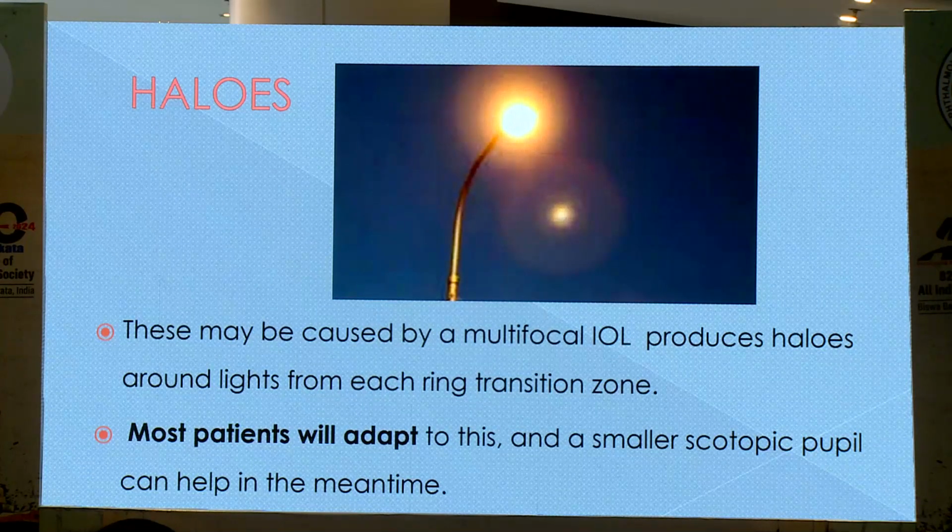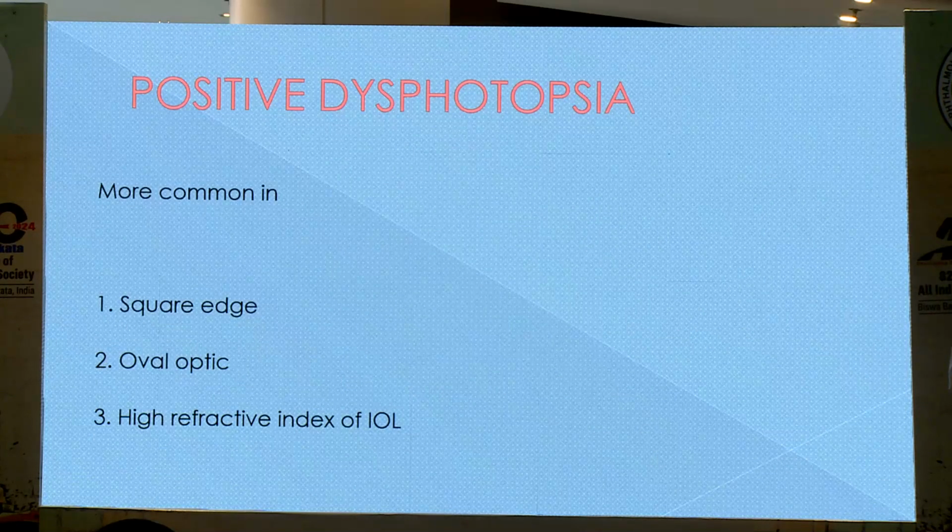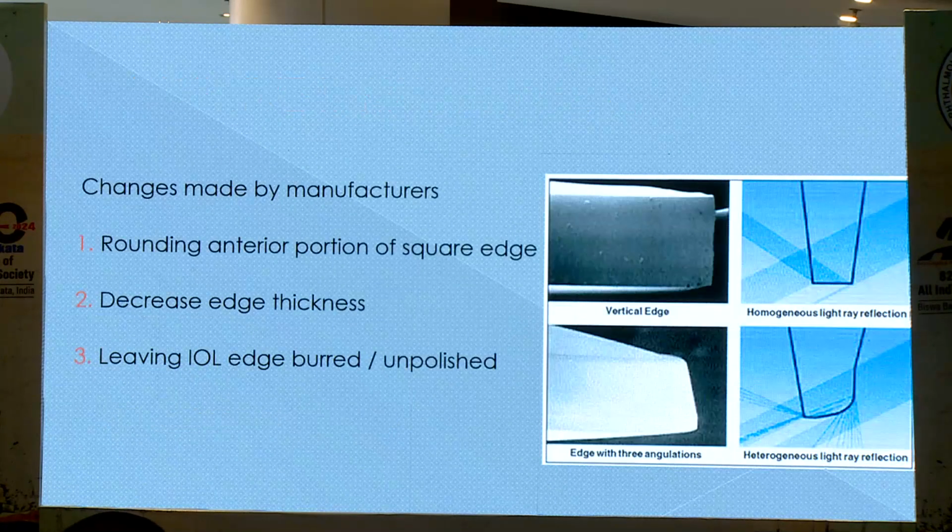That's because of differing refraction at each edge of the multifocal IOL. These positive dysphotopsia are seen more commonly with square edge IOLs. Oval optics, I think there are some Indian innovators who have come up with a recent oval optic. Earlier, Masket had an oval optic which was then abandoned for this reason. Also, higher refractive index lenses, like the IQ, are very, very prone to positive dysphotopsia.